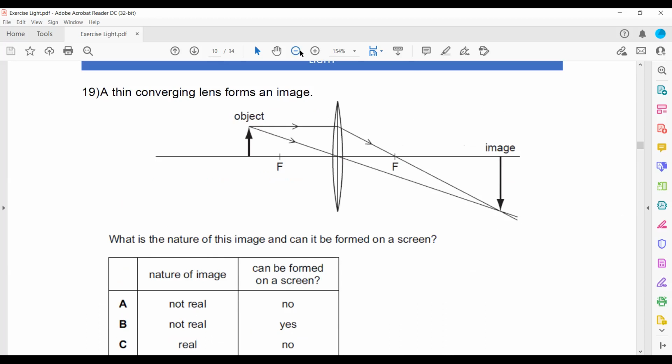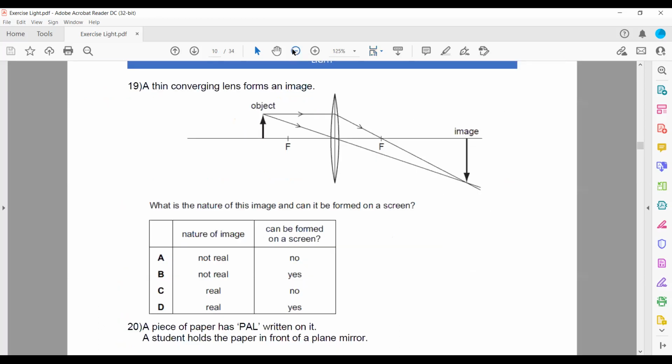In question 19, a thin converging lens has formed an image. What is the nature of the image and can it be formed on a screen? Look, first the parallel light ray passes through the focus, and one through the center passes straight, and they intersect. So when they intersect, they combine and the image is formed. So this is a real image. When light intersects by itself, it is a real image.